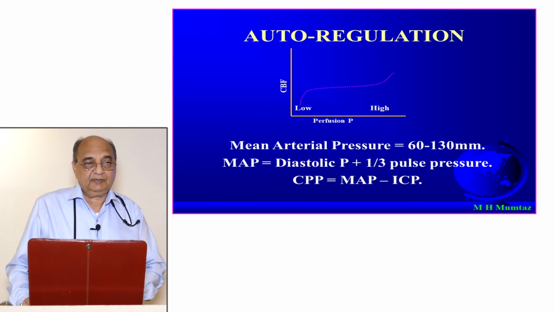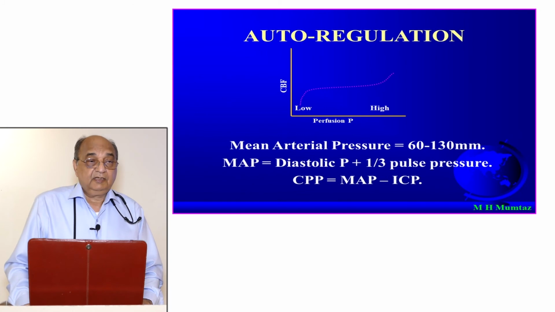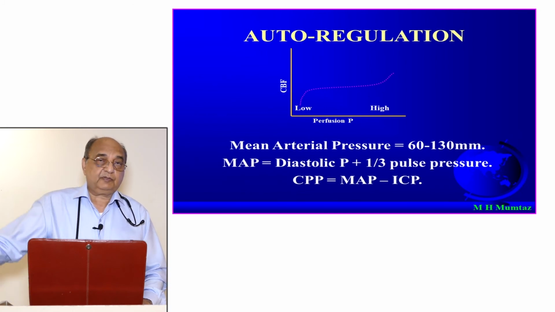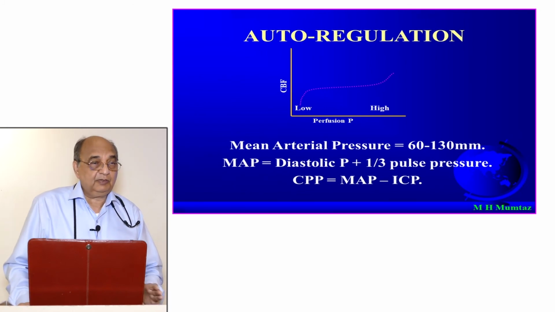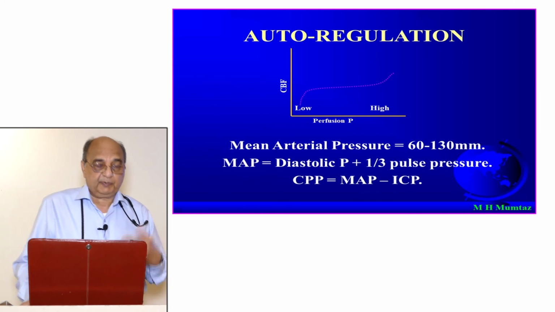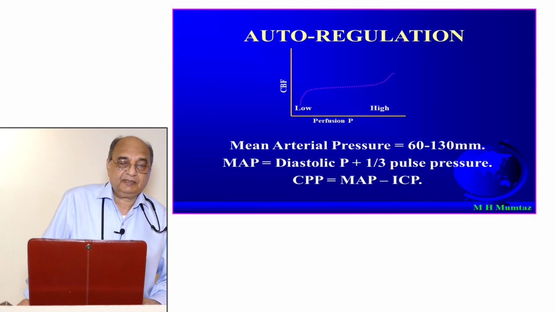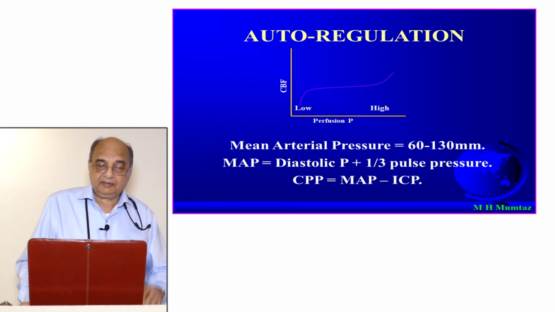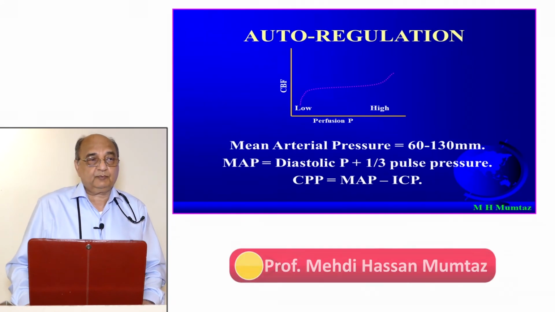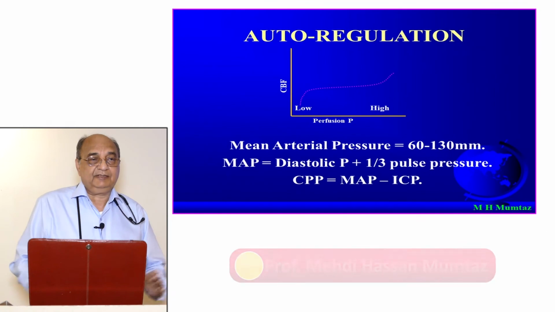When it goes above 130, then again autoregulation fails. Now, if the patient is hypertensive, I did mention last time that this whole graph is shifted towards the right. It means the lower limit is also increased and the upper limit is also increased. So when we prepare patients who have been hypertensive and are going for intracerebral surgery, or even other surgery, we have to control the blood pressure to bring this autoregulation within the normal range.